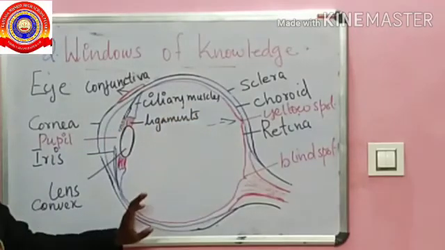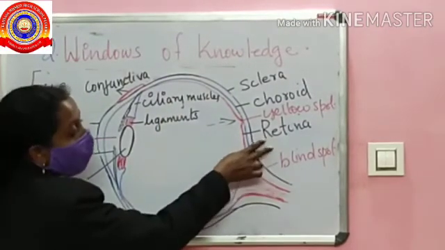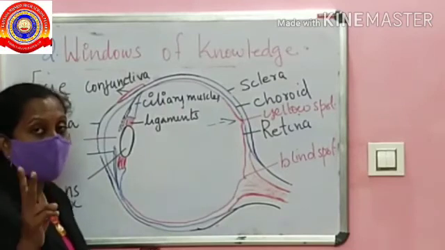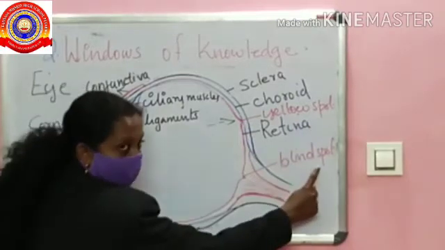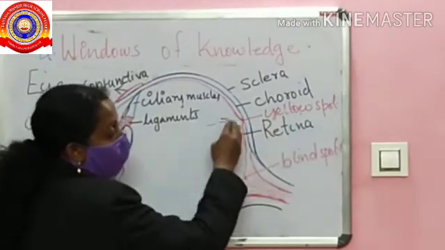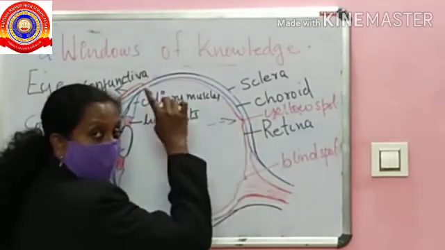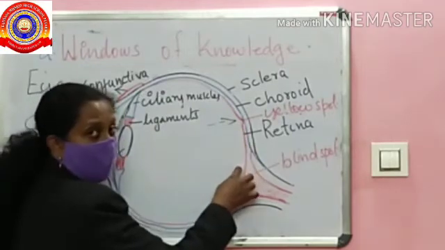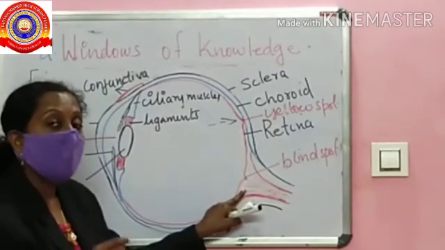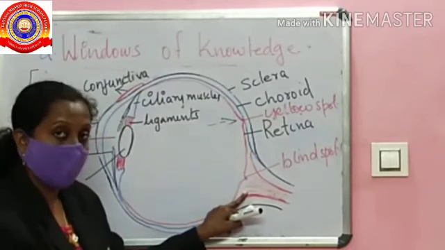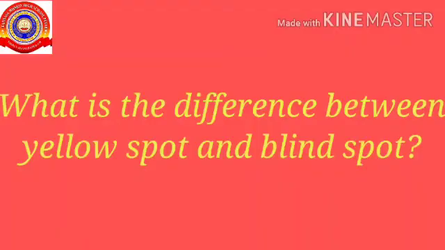Next part is the retina. Retina is the inner layer which has photoreceptors. The retina contains two spots. One is the yellow spot and another one is the blind spot. The yellow spot is a part of the retina where plenty of photoreceptors are present. It is a point of maximum visual clarity. Next is the blind spot. It is a part of the retina where the optic nerve begins. Here there is no vision as photoreceptors are absent.